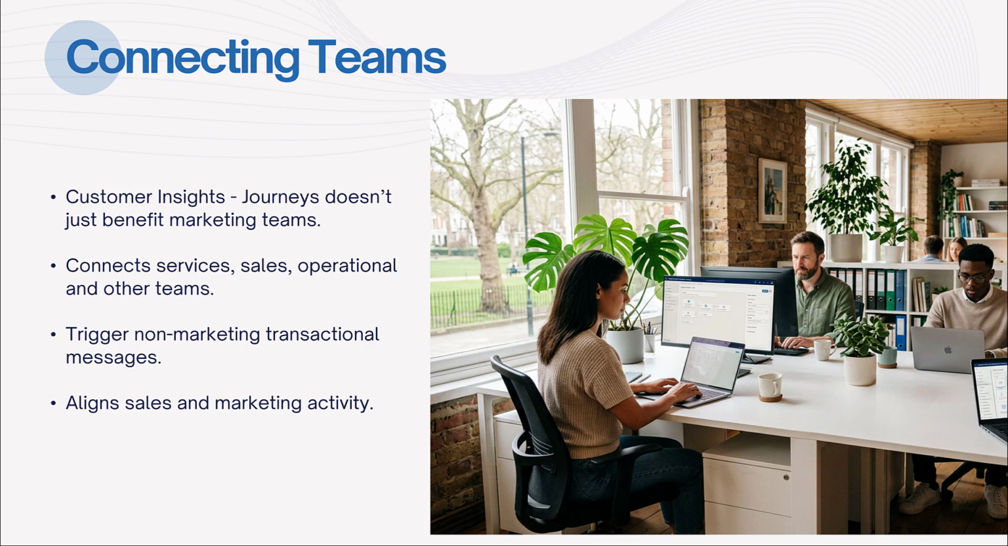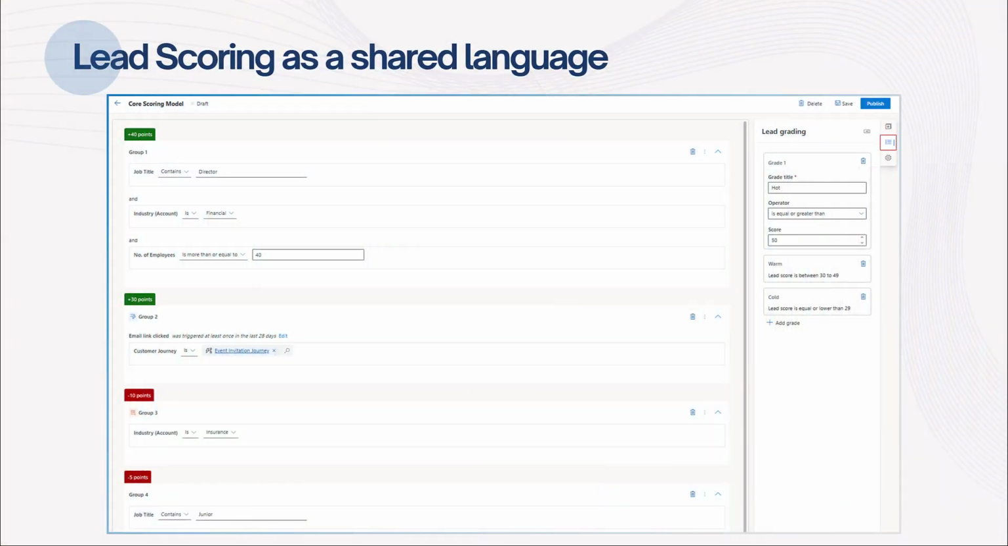pure marketing messages. Another approach is to align sales and marketing activity through lead scoring. A common challenge is getting both teams on the same page in defining what a good lead looks like. Lead scoring addresses this by applying jointly agreed rules-based criteria to CRM and marketing data across various tables and rows.